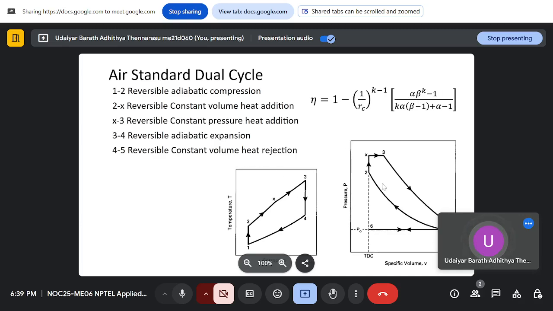And then you have a dual cycle. This is how a dual cycle looks. Here the heat addition process is in 2 stages: once at constant volume, and then at constant pressure. In actual cases, the engine closely resembles a dual cycle, where because the pistons are moving, you can say it closely resembles the diesel cycle. This is how the dual cycle efficiency is given. Again you have alpha, the pressure ratio, and beta.